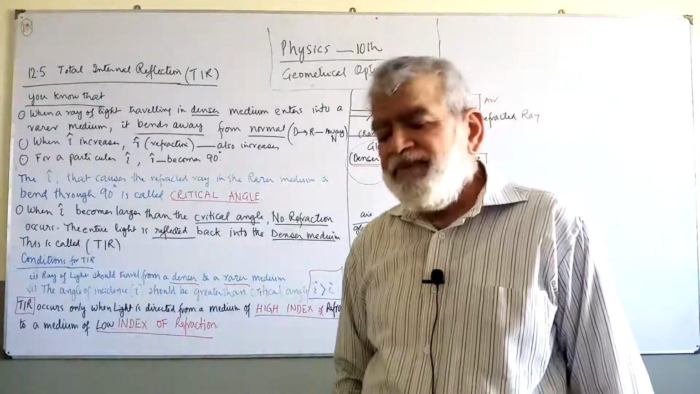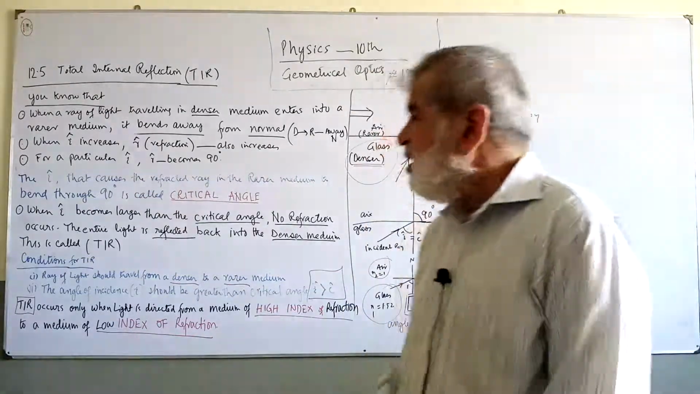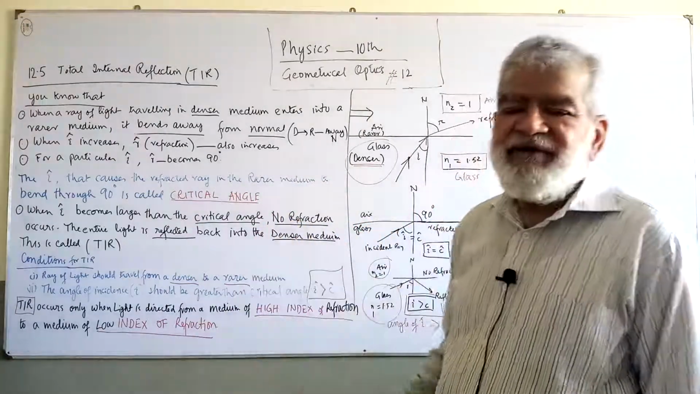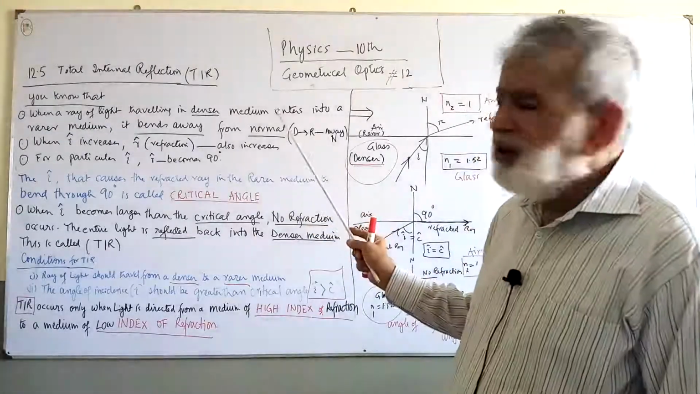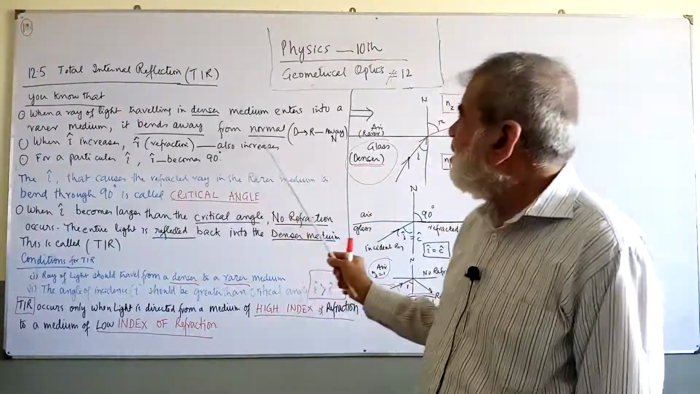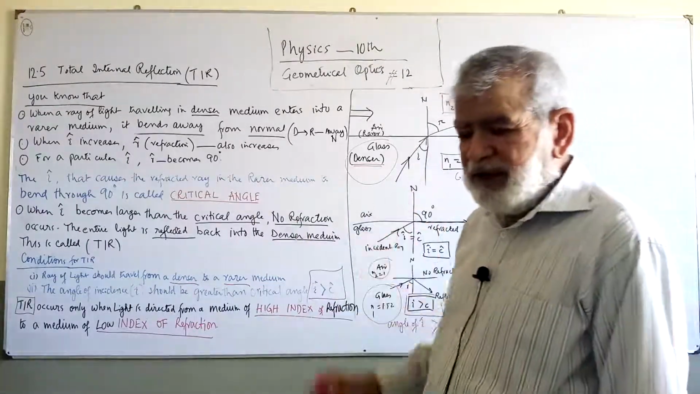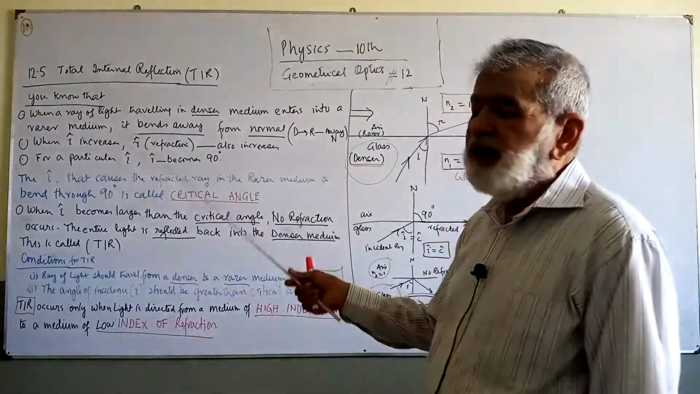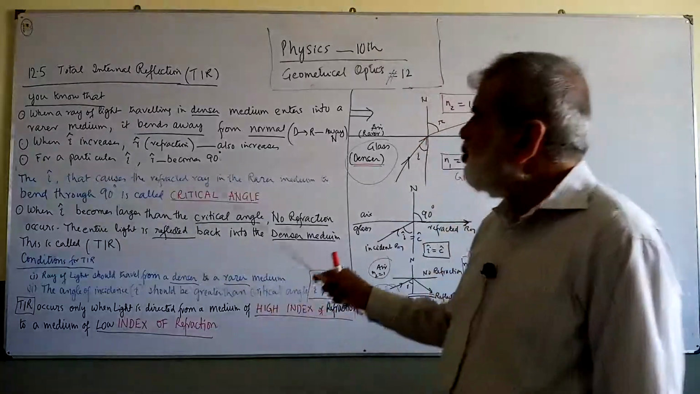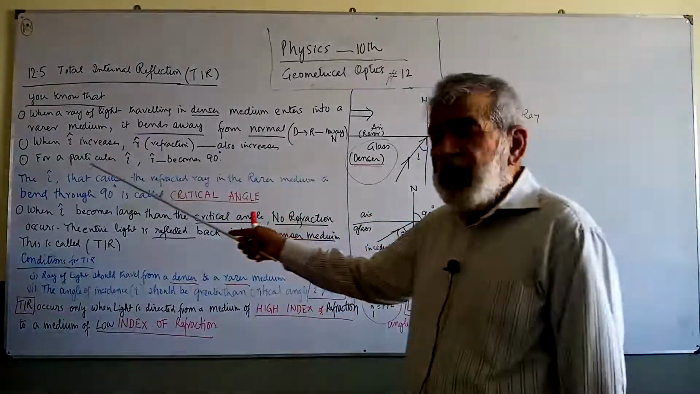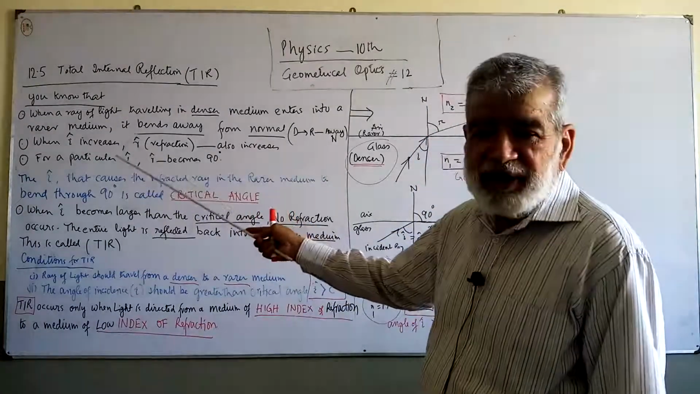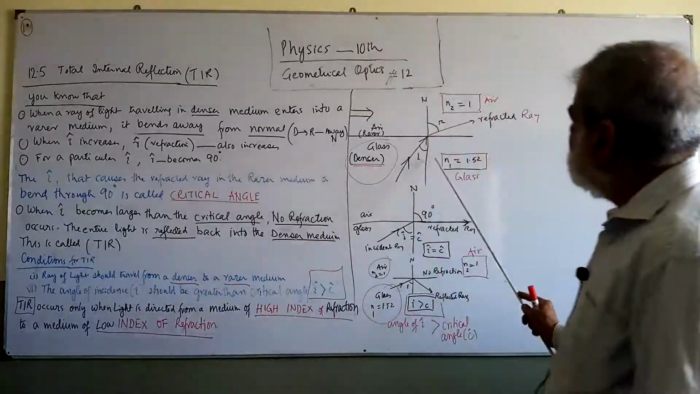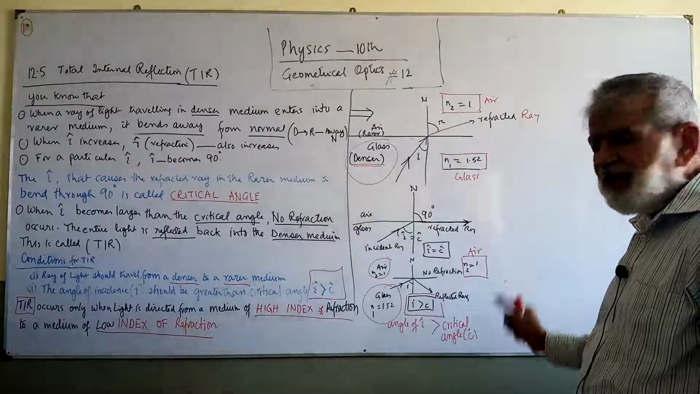So I come again. Total internal reflection is one of the phenomena of light, and to understand this, please recall one: a ray of light traveling in a denser medium, when it enters into a rarer medium, bends away from the normal. Two, as the angle of incidence increases, the angle of refraction also increases. As you increase the angle of incidence, the angle of refraction keeps increasing.